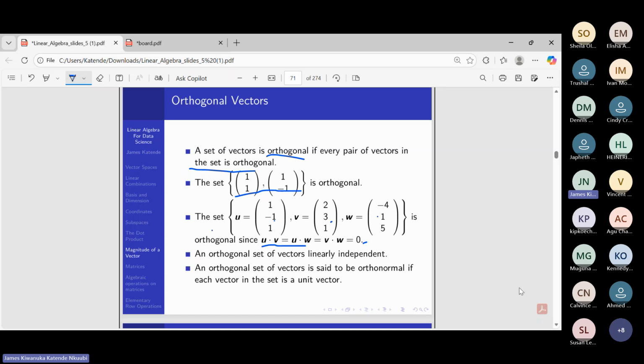So if in addition to being orthogonal, every vector has length 1, then we say that the set is orthonormal. An orthonormal set is just a special case of an orthogonal set: the orthogonal set where each vector is of unit length. So if you just add that restriction that every vector must be of unit length for an orthogonal set, then we now call it an orthonormal set.